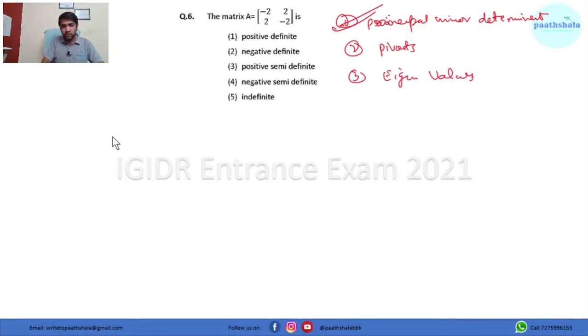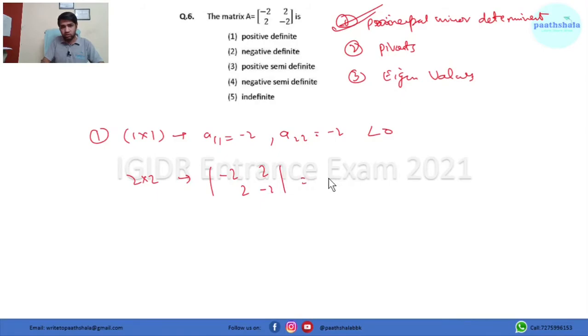In this method, you have to check first the one-cross-one order determinants corresponding to your principal diagonal elements. So this will be A11, that is minus 2, and A22 is minus 2. Both are negative, so this will be negative definite for sure. But we cannot comment on whether it is negative semi-definite or not. So for that we have to check the second order determinant. This will come out to be minus 2, 2, 2 and minus 2, so the value will be 4 minus 4, that is 0. So you can see that all the determinants corresponding to the first and second order are less than or equal to 0. So this will be negative semi-definite.